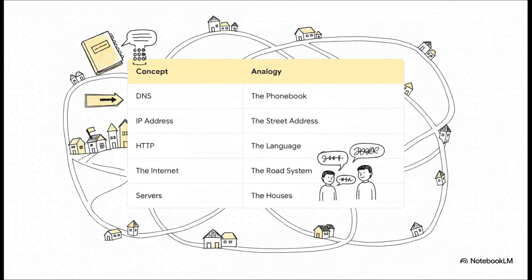You know, this chart is a fantastic way to pull all those pieces together. The internet itself is like the whole road system. The servers are the houses located along those roads. The IP address is the specific street address for each house. DNS is the phone book or GPS you use to find that address. And HTTP, that's the language you speak when you finally get there. It all just clicks, right?